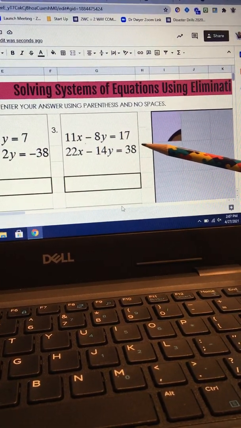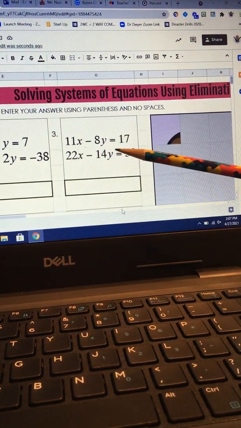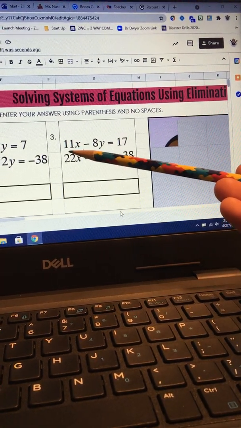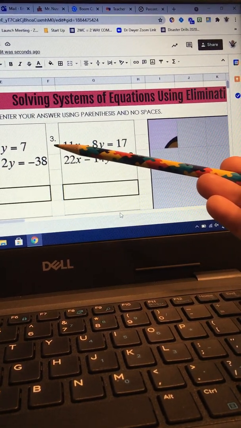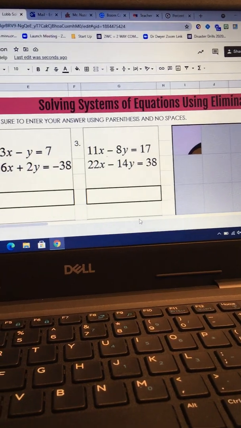This one, these two don't look like you can match them unless you were multiplying by both. You could multiply this by 2, but I noticed then it would be the same, so I want it to be the opposite. So I would multiply by negative 2 all the way through there and then combine to get rid of x.